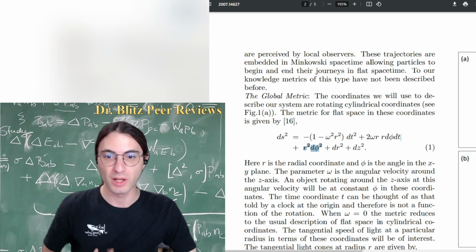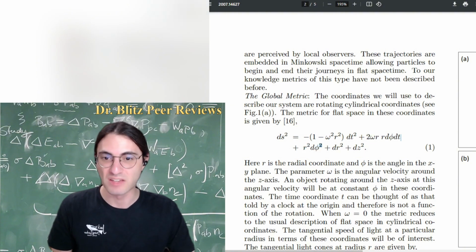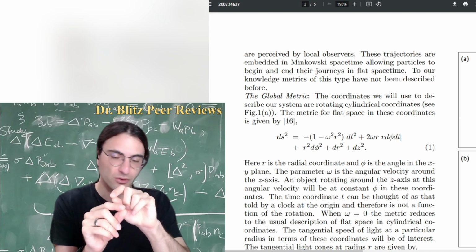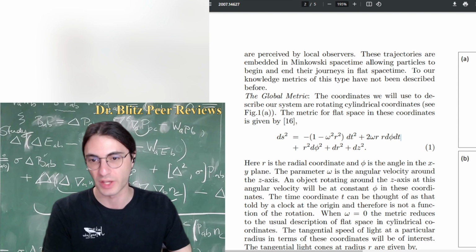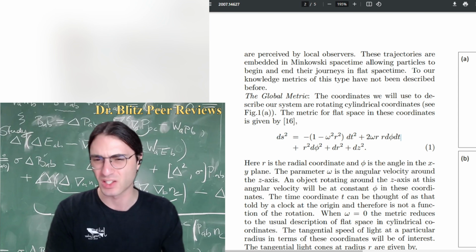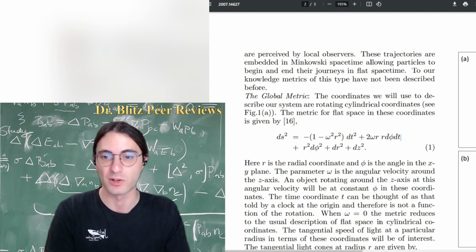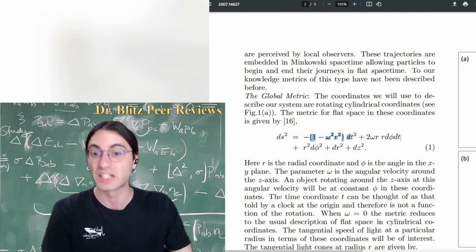Then you have your normal term, which is how you measure angles. This is the d phi squared. The arc length of a circle drawn at a radius r has length r times d phi, and then you square the whole thing. By the way, this ds squared is like the equivalent of the c squared term in the Pythagorean theorem, a squared plus b squared equals c squared. So they're just describing how you can calculate distances and times in spacetime.